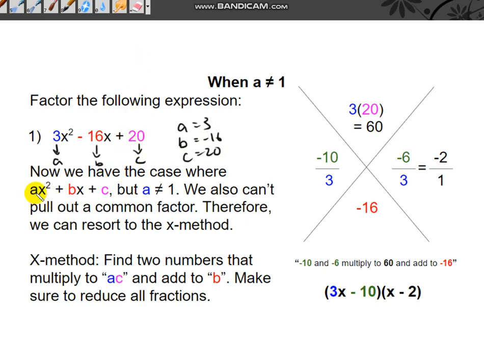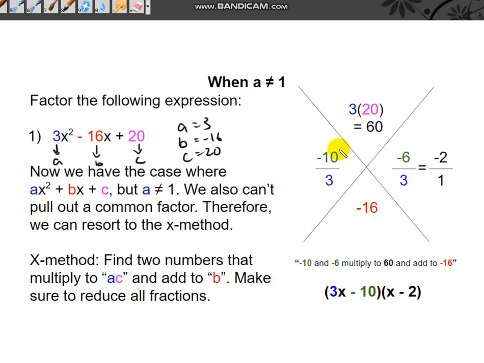Okay, so let's just run through this. Because we cannot pull out a common factor, we can resort to the X method. In order to use the X method, we need to find two numbers that multiply to A times C. A and C are right here, 3 times 20. So that goes in the top part, that's your positive 60. Next, you put the numbers that add up to the B term. See, it's color coded, so this goes on the bottom. So you're trying to find two numbers that multiply to 60 and add up to negative 16.